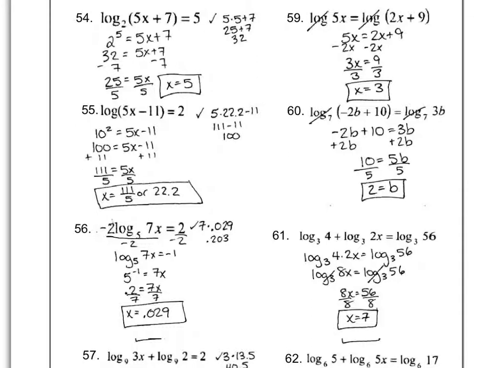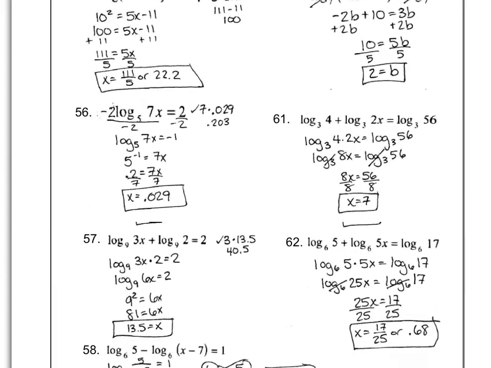Going over your homework answers, you can see 54 through 61. 54, 55, and 56 are like the first one in the warm-up. 56 has that negative 2 on the outside that you have to get rid of. 59, 60 are like the third one in the warm-up, and then 61 is kind of a combination of 2 and 3. With 61, the logs on the same side have to be combined before you can cross them out. Pause if you need to see more of the work.